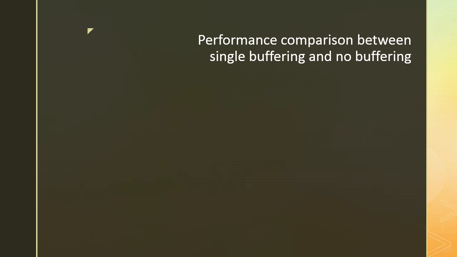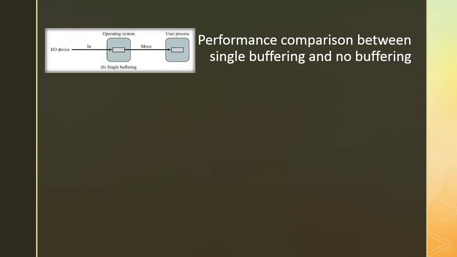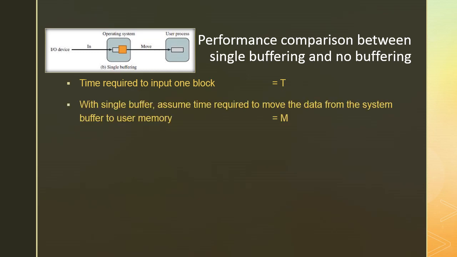Continuing with performance comparison. Consider a system with a single buffer. Time required to input one block is T. That is, we take T seconds to bring a block from the input device to the system buffer. With single buffer, assume time required to move the data from the system buffer to user memory is M. We take M seconds to move the block from the system buffer to user space. Computation time between input requests is C. This is the first block.